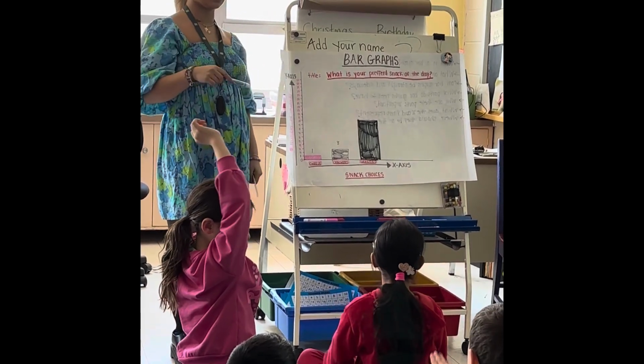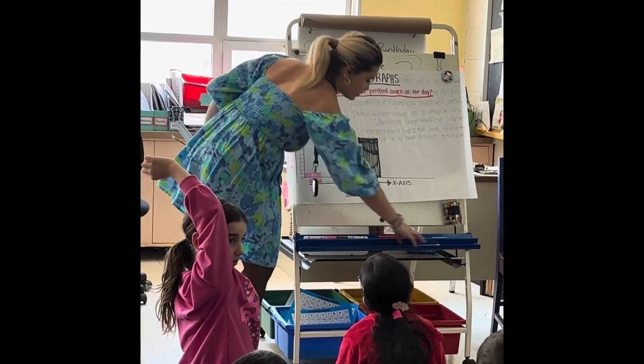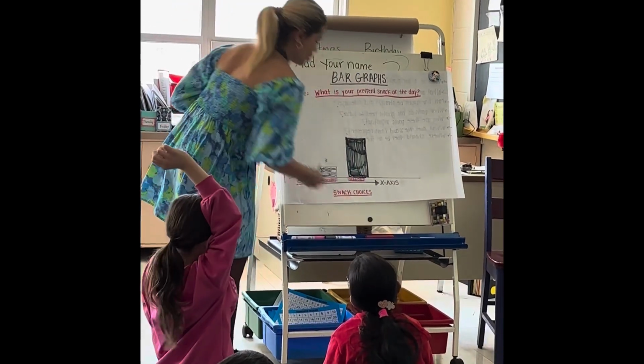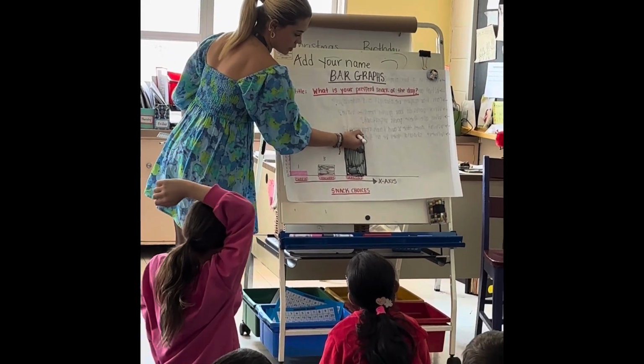Okay, so for the last one, Lillian. Eleven. The bar was up to 11. Amazing. So you automatically could read that there were 11 people that liked oranges, right?